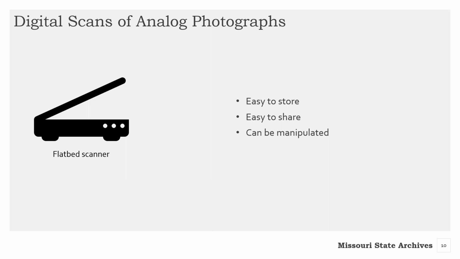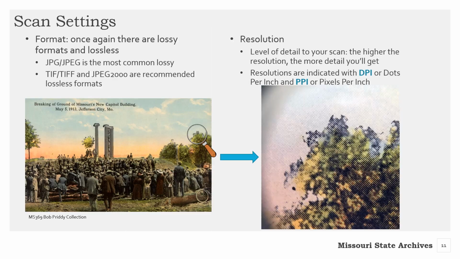They can be easily stored. They're easy to share. They can be manipulated to bring out light, contrast, color, etc. How can you bring out the best in your analog photo with a digital scan? There are certain tips that can do you good in the long run.